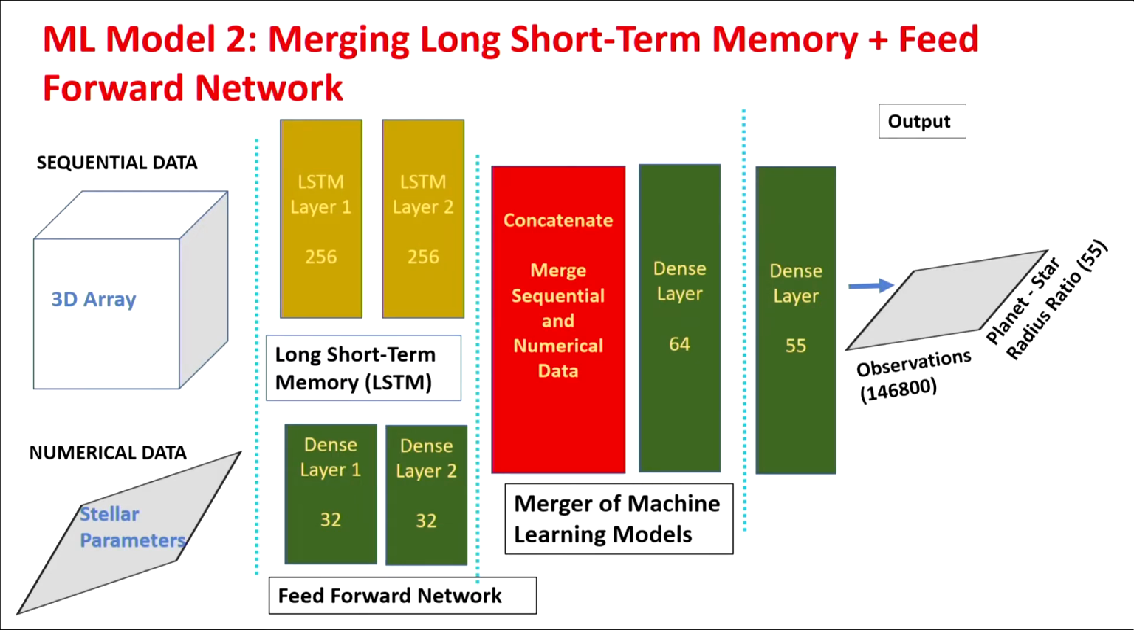So, the new neural network that I made used both the data types. So, the light curve data, as well as the star parameters, so the star temperature or brightness. So, the light curve data was passed through 2 LSTM layers, and the numerical data was passed through 2 dense layers. Then, these 2 submodels were merged into one model through a concatenate layer, and then passed through a dense layer to get the final output. So once again, the 55 different radius ratio values.